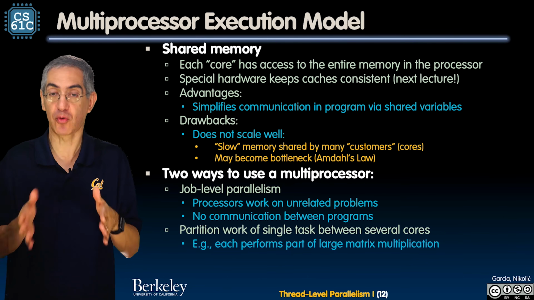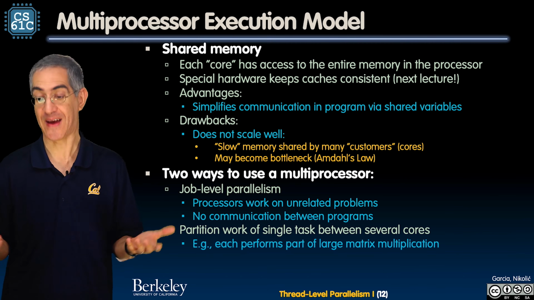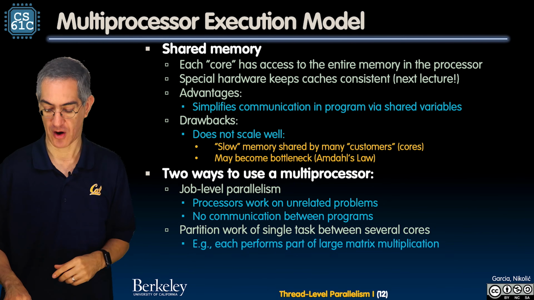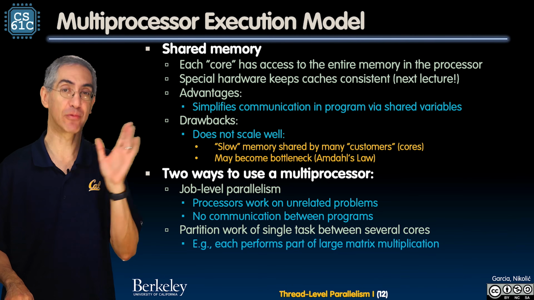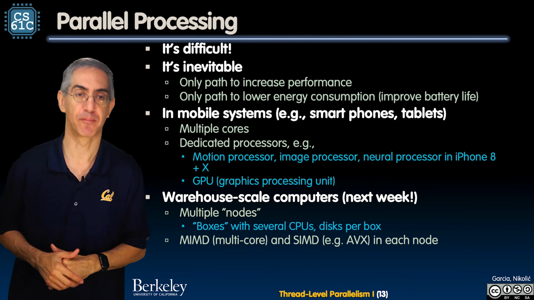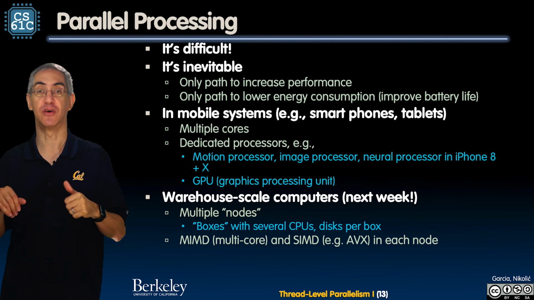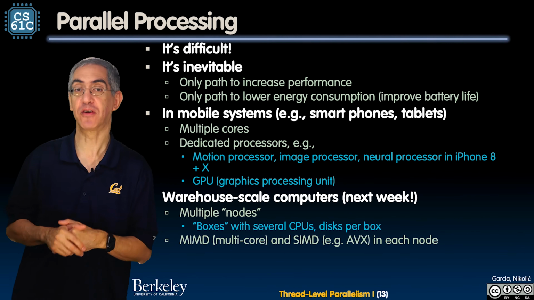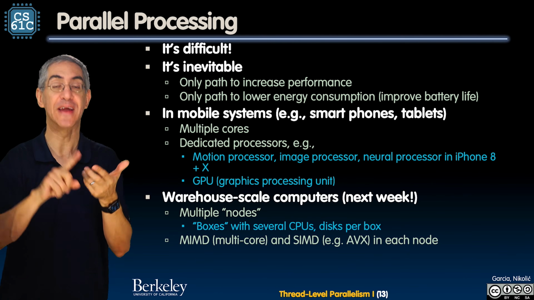So you could have multiple cores all working on the same piece of memory, like a large matrix or a large array, and that's really interesting. That's what we're going to be speaking about for the next couple of lectures. In general, big picture, parallel processing. In fact, this is under the umbrella of parallel and distributed computing.